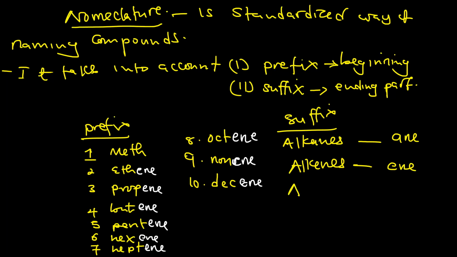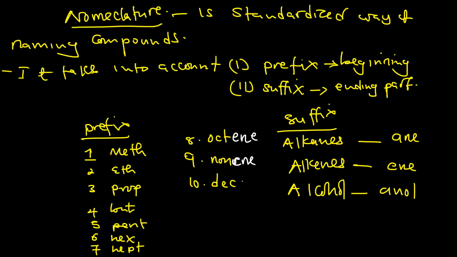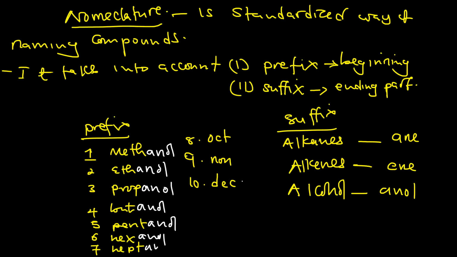Let us look at another one, which is alcohol. What is the end part or the suffix of alcohol? The end part is ol. Now let us look at how the names will be. If you have an alcohol with 1 carbon, it will be methanol. 2 carbon, it will be ethanol. 3 carbon, it will be propanol, butanol, pentanol, hexanol, heptanol, octanol, nonanol. Then we have decanol. So this is how alcohol names are formed.